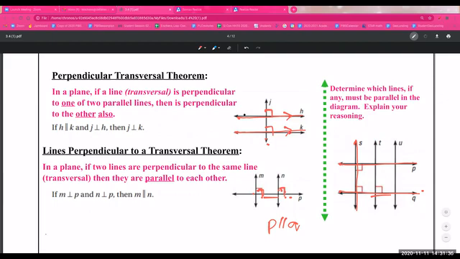So let me erase that, and we'll do another example. Let's see, what else do we have? Here we have Q is a transversal, and it's perpendicular to which two lines? Oh, it's perpendicular to S and to T. So we would say that S is parallel to T because it has Q that is perpendicular to both of them.